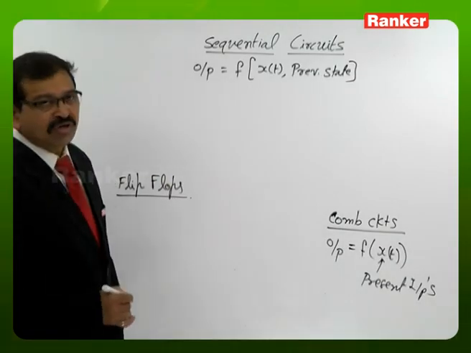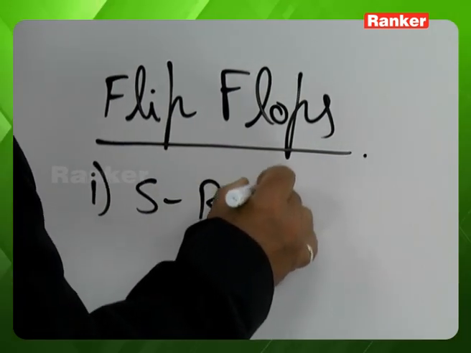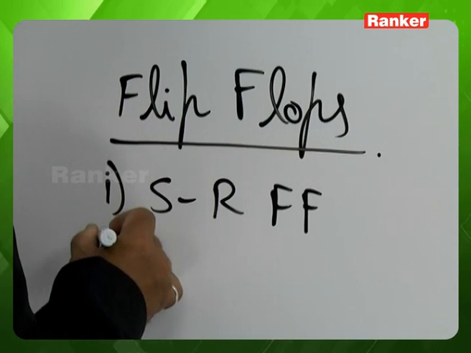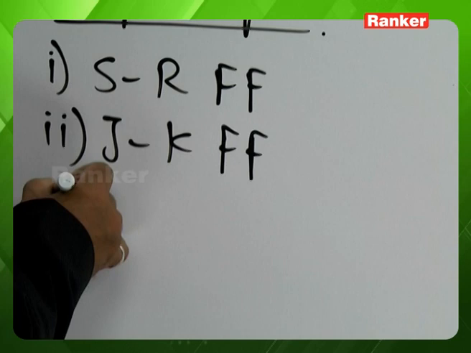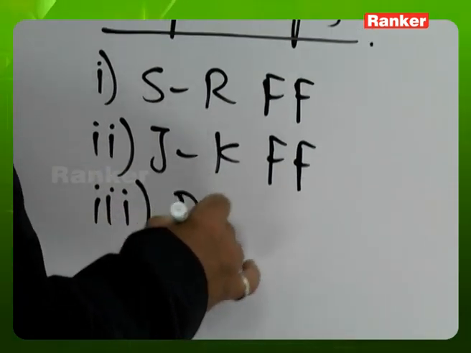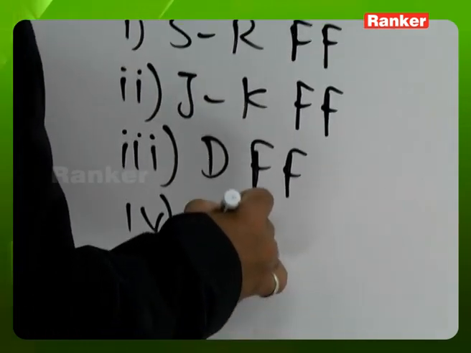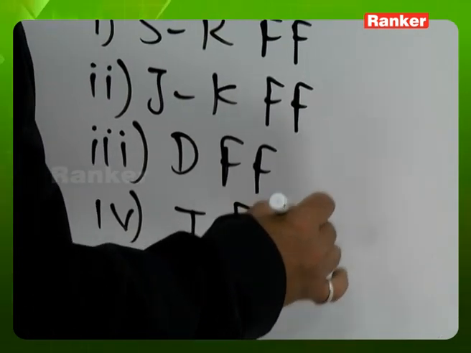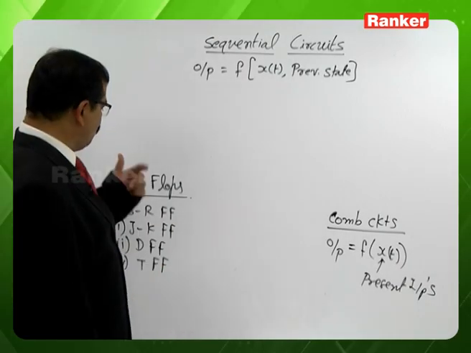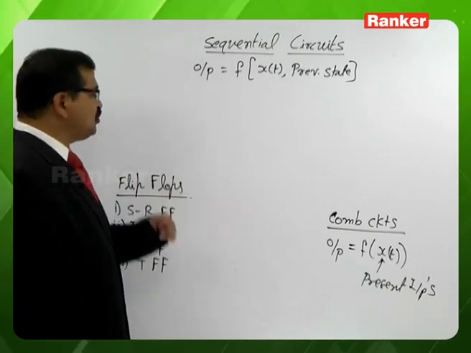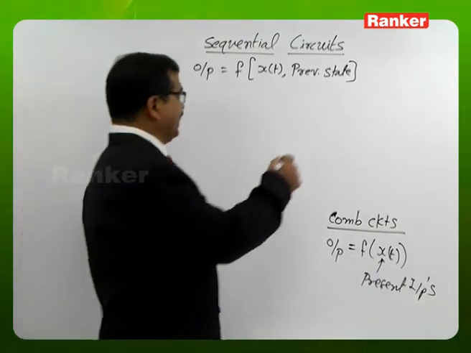We have standard flip-flops: SR flip-flop, JK flip-flop, D flip-flop, and T flip-flop. These are the standard flip-flops. Each one of these flip-flops can store 1 bit of data. In all these flip-flops, one of the basic important components is the binary latch.